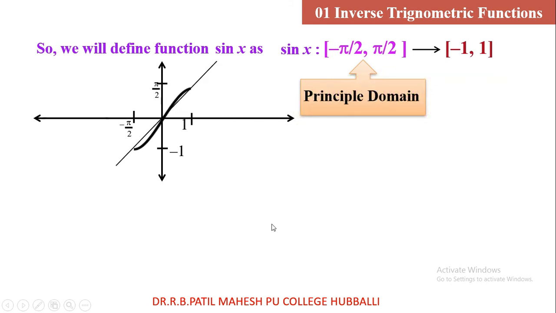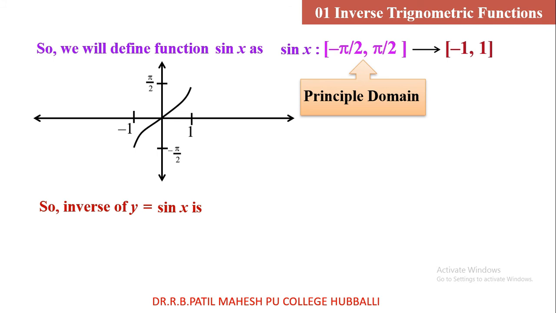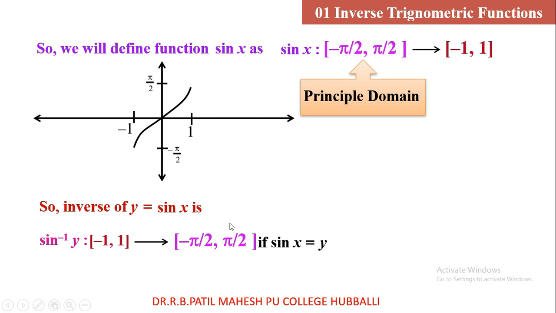Now you can see the diagram here. Pi by 2 went to the y axis, 1 came to the x axis. Minus 1 went to the x axis, minus pi by 2 came to the y axis. Exactly an interchange of domain and codomain. This is called inverse, reverse. So now, the inverse of y equal to sin x is sin inverse y. Observe the notation: sin inverse y from minus 1 comma 1 to minus pi by 2 comma pi by 2, because exactly we reversed.